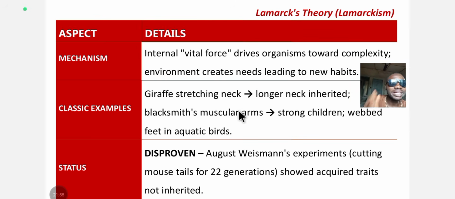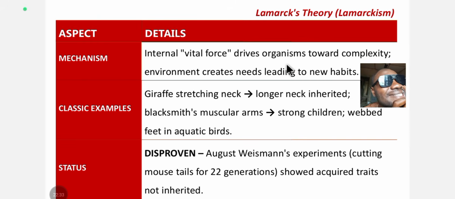So Lamarck believed that because a giraffe stretches its neck to chop leaves up high, that makes its neck come long, and they can pass it from parents to offspring. You see? Another example is the blacksmith's muscular arm. Strong, and the person gives it to their children. The children get strong arms, and web feet in aquatic birds. That's it.